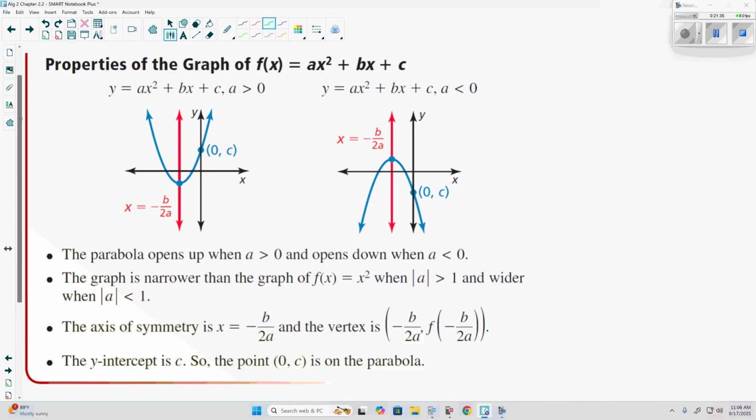When the absolute value of a is greater than 1, it's a vertical stretch, so it's going to get narrower. When it's less than 1, between 0 and 1, it's a vertical shrink. If a is greater than 0, it opens up. If a is less than 0, it opens down. We've talked about this here.